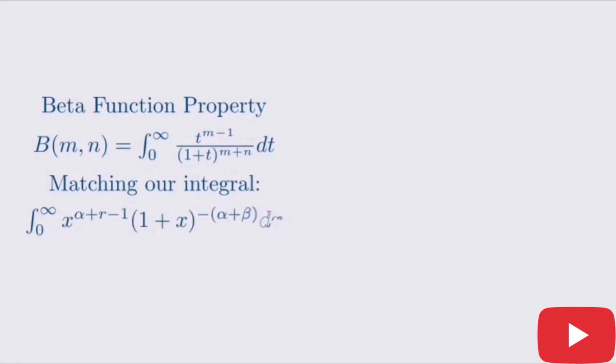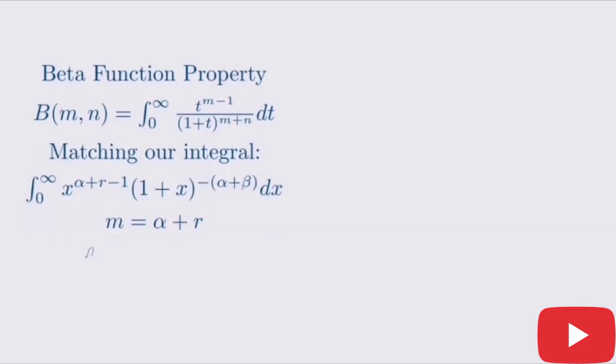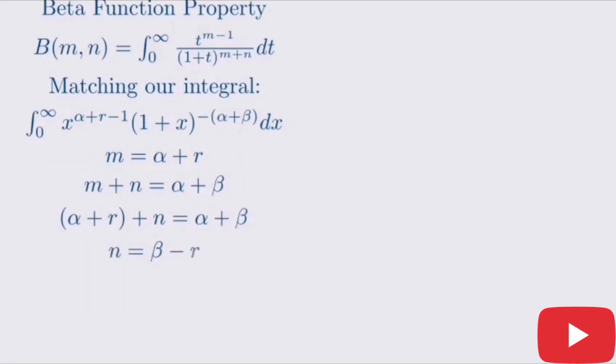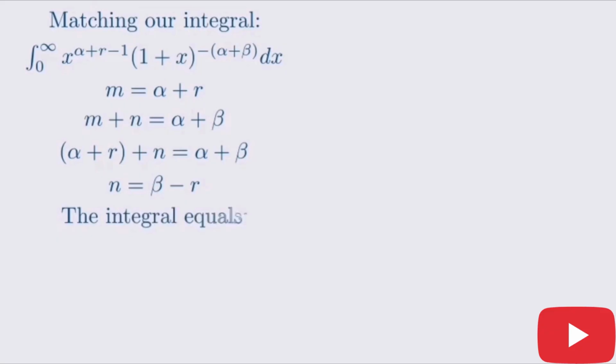To match the exponents, we can set our first parameter m equal to alpha plus r. Now, look at the denominator power. In the formula, the exponent is m plus n. In our integral, the exponent is alpha plus beta. By solving for n, we find that n must be beta minus r. This allows us to replace the entire integral with a single beta function. So, the integral part of our moment calculation is simply the beta function evaluated at alpha plus r and beta minus r.